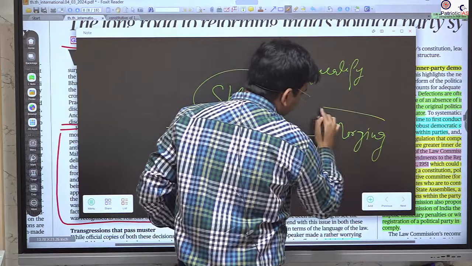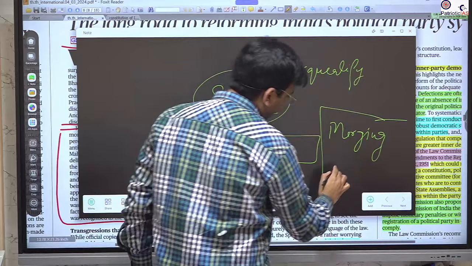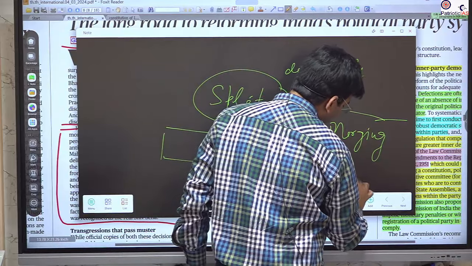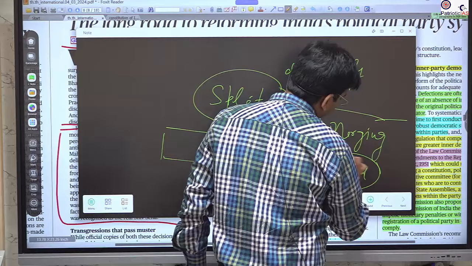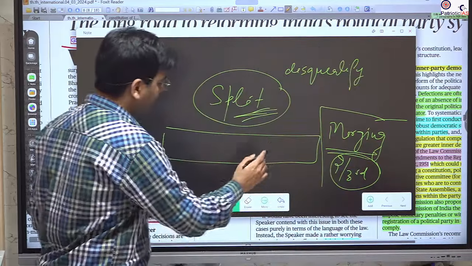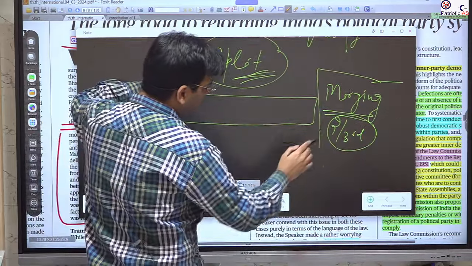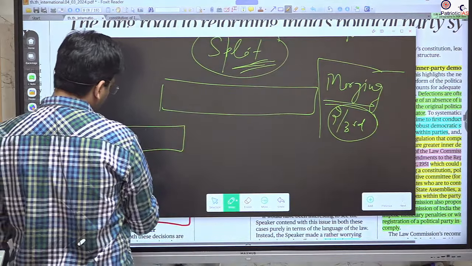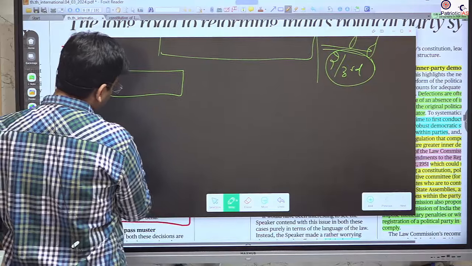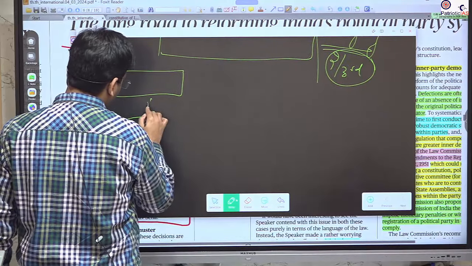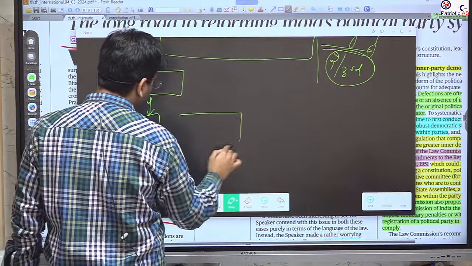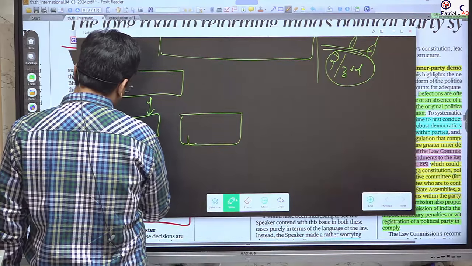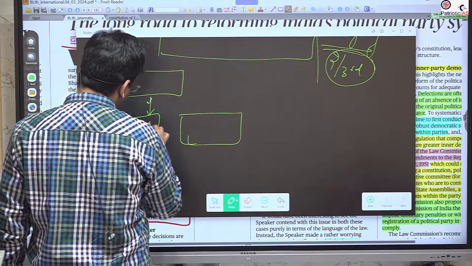But the only safeguard is that you are going to merge and there are two-thirds of members supporting. So what is the condition when you cannot be disqualified? The merging means think that there is a party and there is a breakdown of this party. Okay, this party is broken down, and if it has one-third members here and two-thirds here.